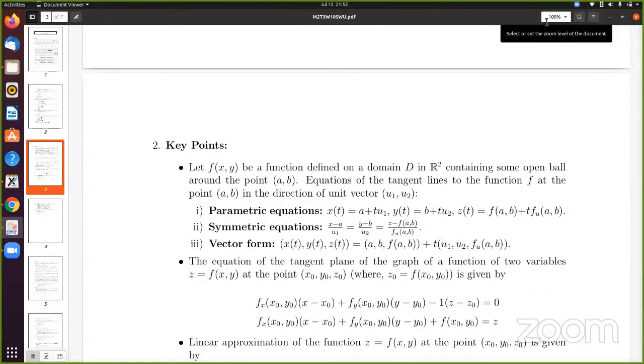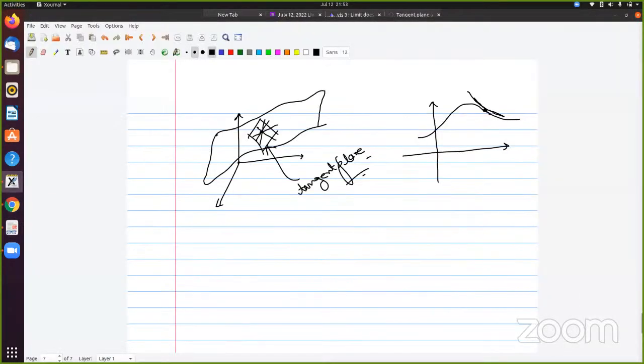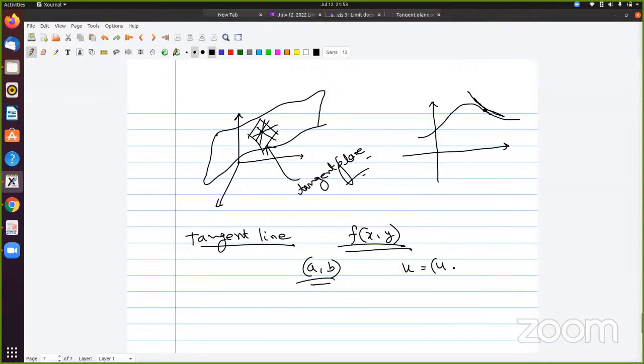Now there are three types of form which we will study. One is parametric form, one is symmetric form, another is vector form. Okay. So basically, let's start with parametric form. Parametric form means there is one parameter. If we change the parameter, we will get a different value. So what I am trying to say, let's write it here. So, tangent line. f(x,y) is our function. (a,b) is the point at which we are trying to find the tangent line. And the vector we are considering is (u1, u2). Along this unit vector, we will find the tangent line.